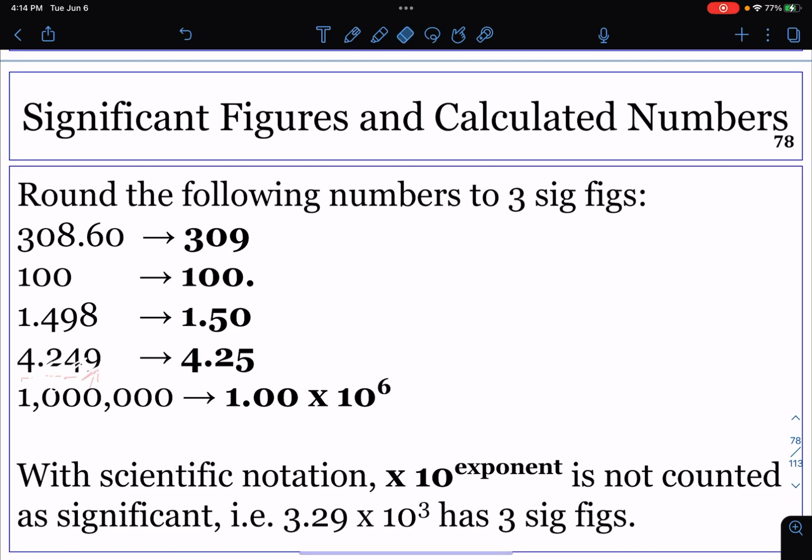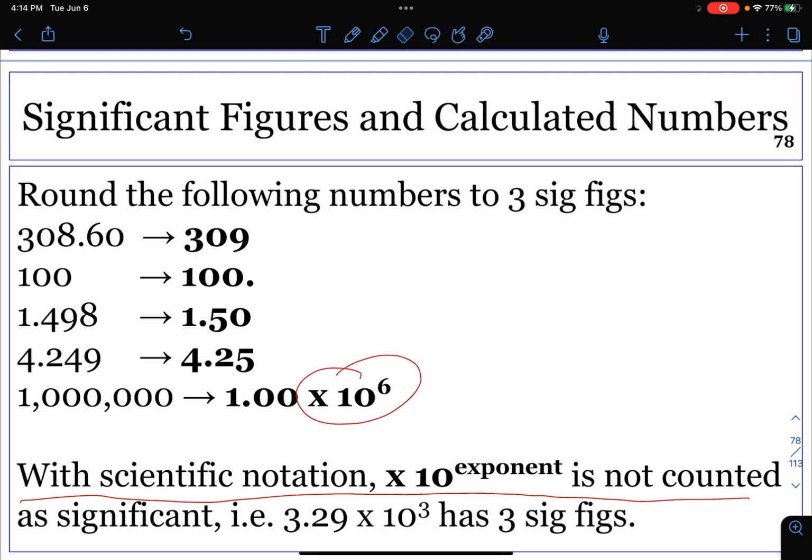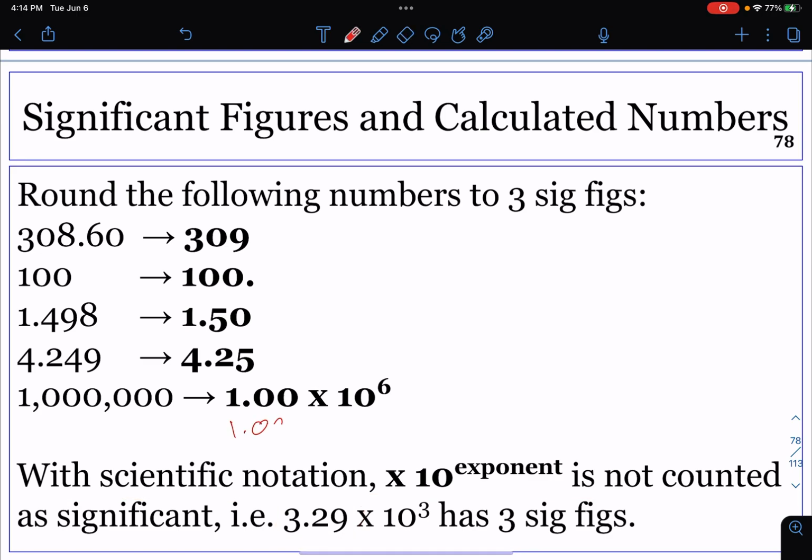Now, in order to write 1 million with 3 significant figures, the only way to do it is writing it in scientific notation. With scientific notation, the times 10 to the exponent do not count towards significant figures. Only the decimal number, the 1.00, is counted as sig figs. For example, 3.29 times 10 to the 3 has only 3 significant figures, and that's the 3.29. So we would write 1.00 times 10 to the 6, and that gives us the value of 1 million, and we're saying we know that up to 3 significant digits, the first 3 digits of the million, are exactly 1.00. We're maybe not sure about the other ones, but the value is 1 million.